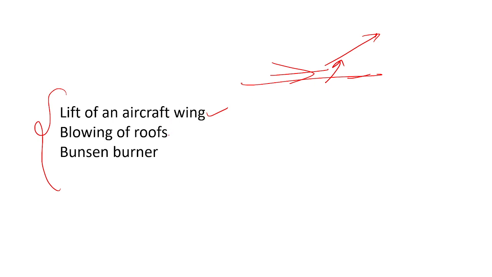The second one is the blowing off of a roof. You may have observed that when very high speed wind flows above the surface of a roof, the roof gets detached from the house body. How this happens is explained through Bernoulli's theorem. The third one is the Bunsen burner. Once you understand the derivation of Bernoulli's theorem completely, you will be able to explain all these phenomena: why the aeroplane is lifting, and what happens when high speed wind flows over the upper surface of the roof. So let's start the derivation of Bernoulli's theorem.